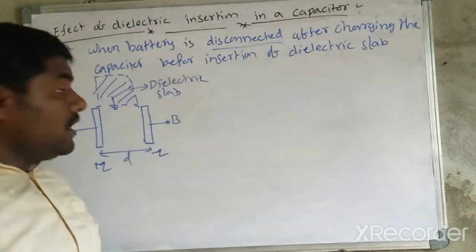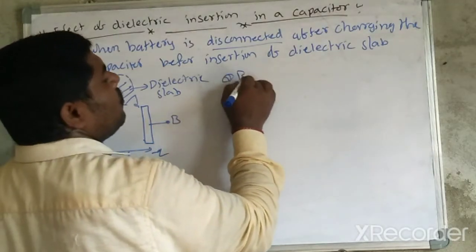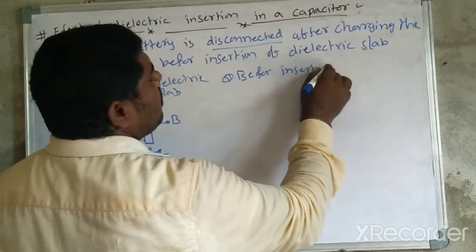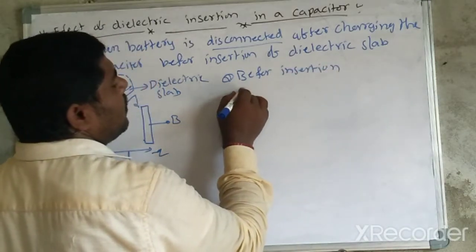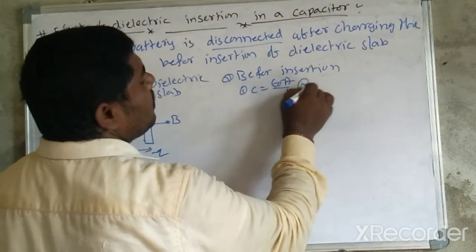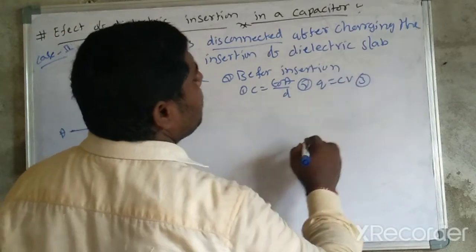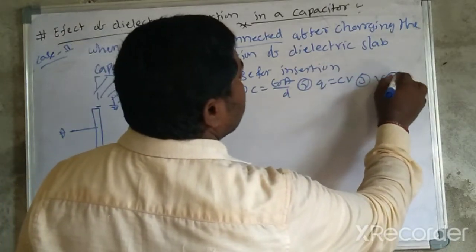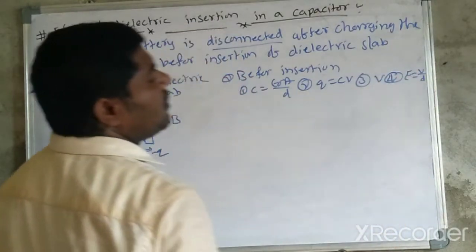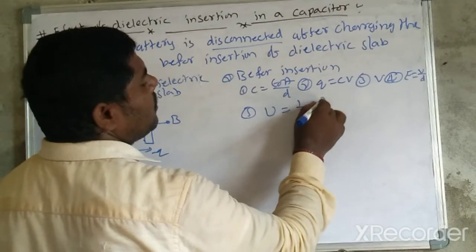So before insertion, the first parameter C is equal to epsilon naught A divided by D. Second parameter Q is equal to CV. Third parameter is the potential. Fourth parameter, electric field E is equal to V by D. Fifth parameter, energy is equal to 1 by 2 CV square.